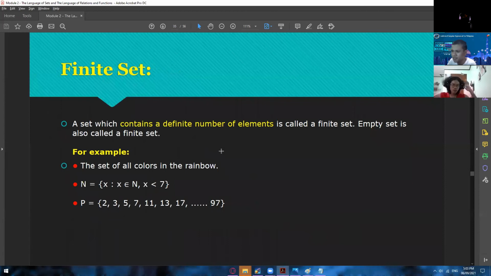Anyway, let's proceed now to the next one, which is called the finite set. So this one is super obvious. It's called finite because we can count the number of elements inside of that set. Okay, so it has a limitation. In here we have 2, 3, 5, 7, 17, and up to 97. So it has a limitation.